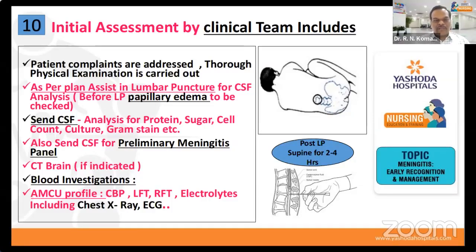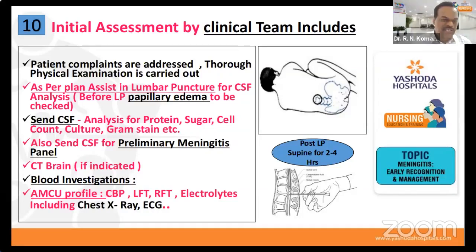And then if you do a lumbar puncture without a CT scan, sometimes they can have herniation of the brain. Okay, this is very important. Sometimes these patients can have underlying structural lesions. So it is most important.